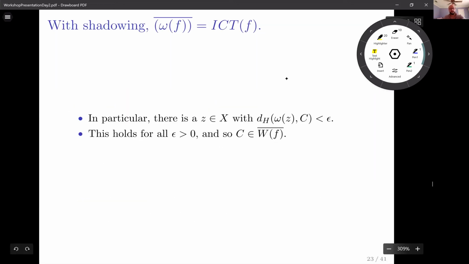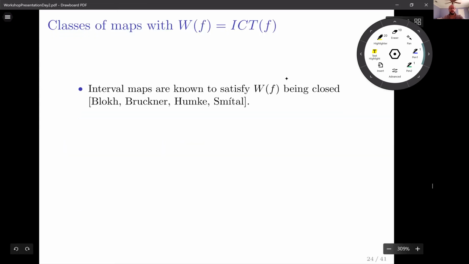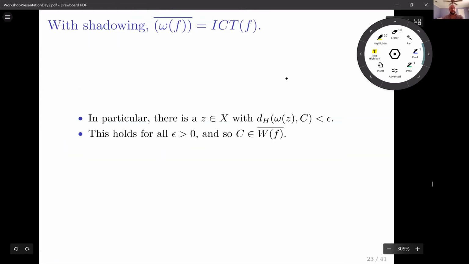And this holds for all epsilon, and so C is in the closure of the union of the omega limit sets, and that establishes that, not omega f, W of f. So the closure of W of f is equal to C with shadowing.